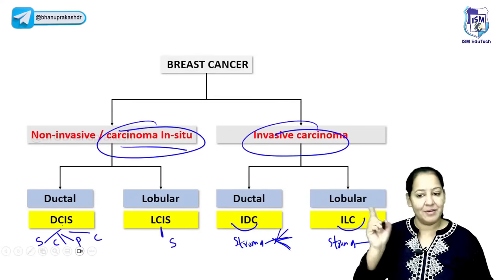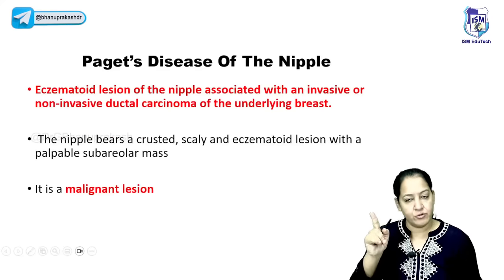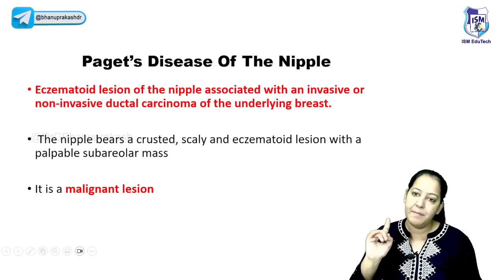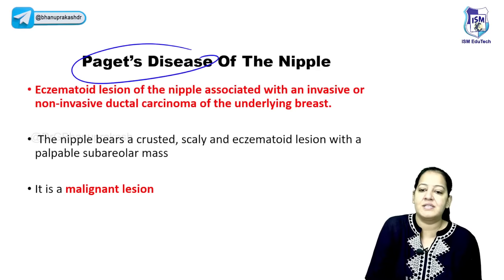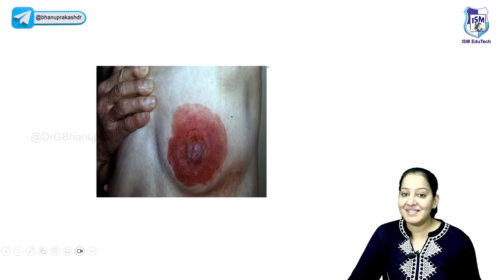Okay. So these are the four types of the breast cancer. But before I show you some MCQs, I would like to tell you one more thing here. Very important in the breast cancer is the Paget disease of the nipple. Have you heard about the Paget disease of the nipple? It's also cancer in the breast.